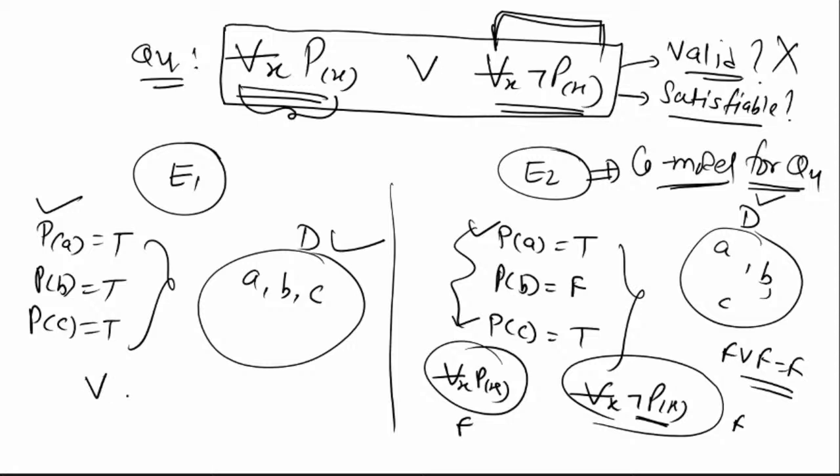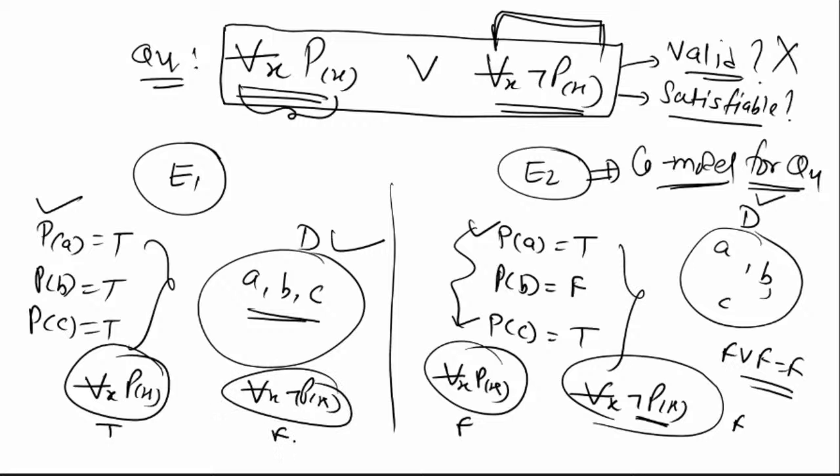Why? Because for all x Px, this will become true, because for every element in the domain, Px is true: Pa is true, Pb is true, Pc is true. And this for all x negation Px will become false. But this is or: true or false is true. So you can say that this environment E1 is a model for Q4.